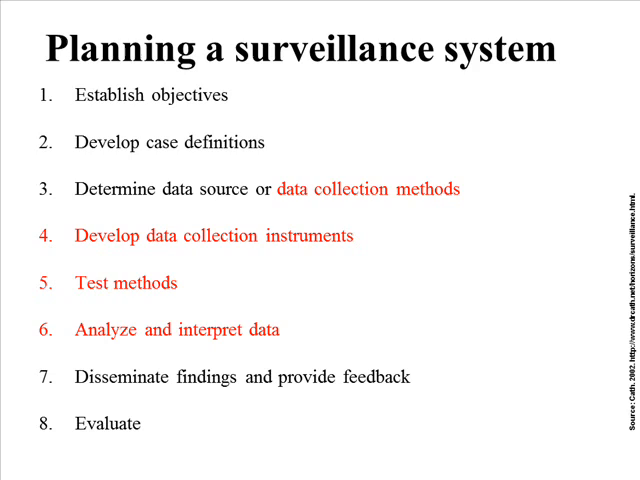Slide 4. Steps for planning a surveillance system are: 1. Establish objectives. It begins identifying high-priority health events. 2. Develop case definitions. Case definitions are the criteria that include person, place, time, clinical or laboratory diagnosis, epidemiological features.